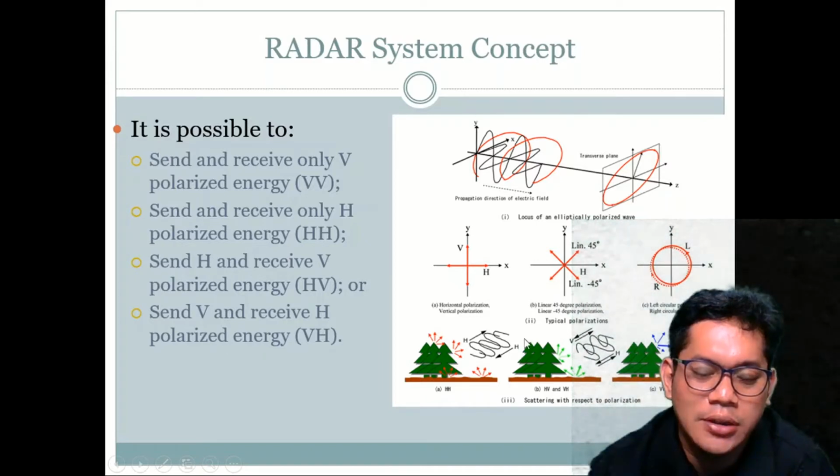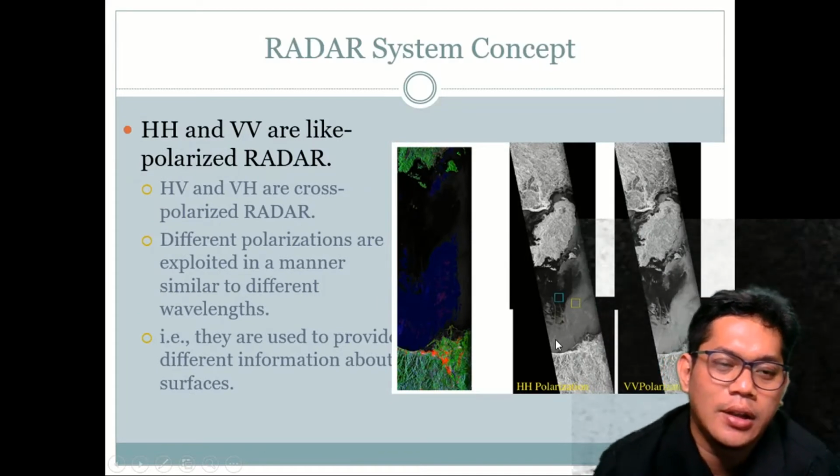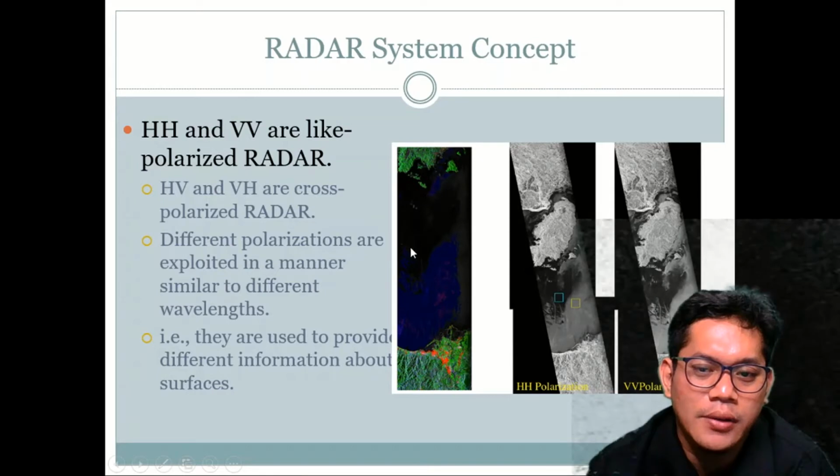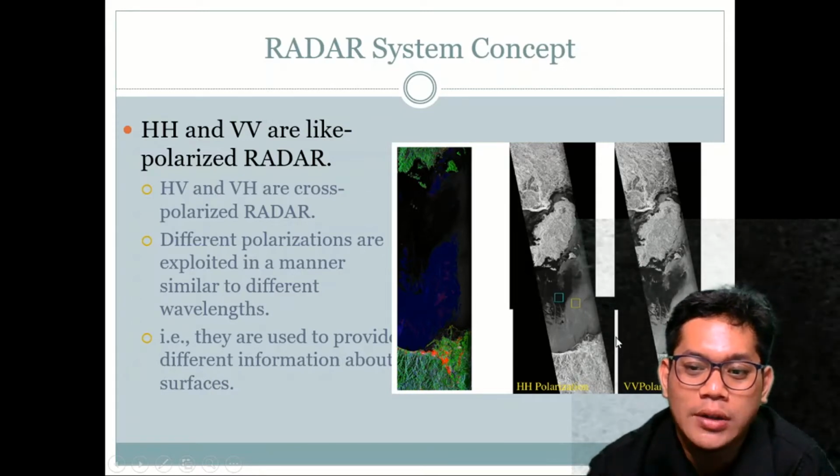That's why it's very important to understand why the polarization is very important. And HH and VV are like polarized radar. Okay, so different polarizations are exploited in a manner similar to the different wavelengths, and from these different explorations, it is able to give you different information. What are the different information? Okay, I hope that you can detect it, and I will ask you during the discussion later.